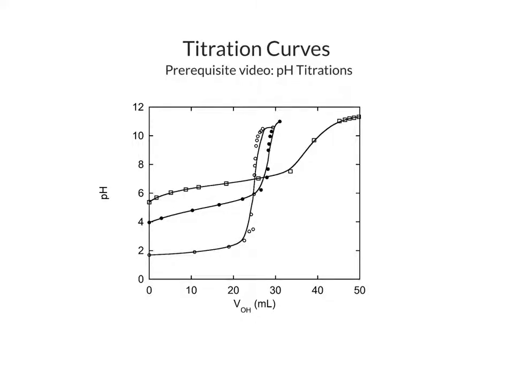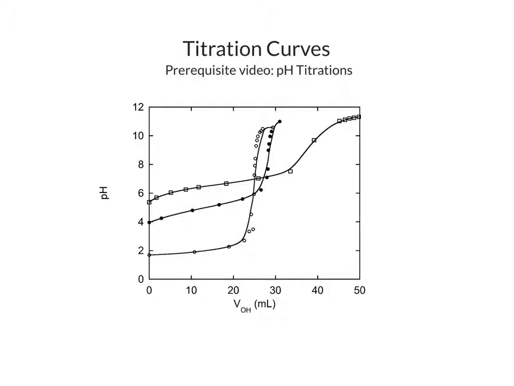If you haven't already watched the video on pH titrations, you should do that before you watch this video, since we are going to talk about pH titration curves. This graph shows the pH titration curves overlaid for 3 weak acids titrated with a strong base. What you'll notice is that the 3 acids start out at different pH values.